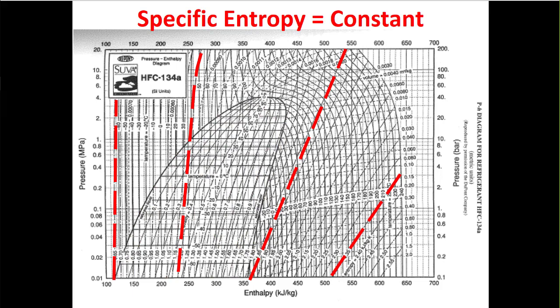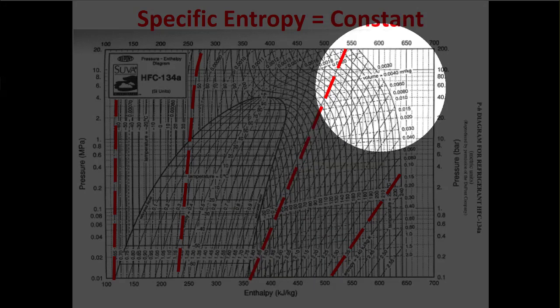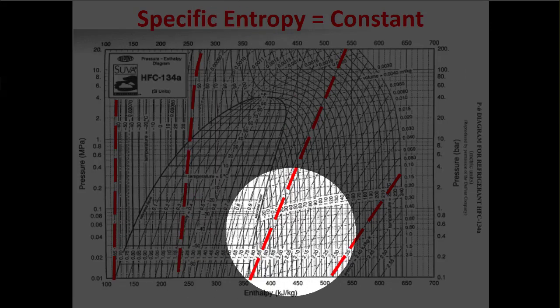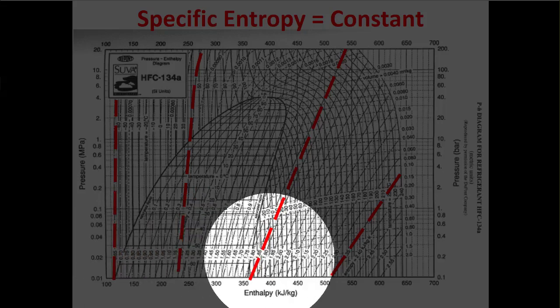These, I think, are the ones that are the hardest to read, the constant specific entropy lines, because they're not quite parallel over here. They diverge a little bit. They're even a little bit curved, but these constant entropy lines are over here. And if I'm looking for a value, these are the values of the constant entropy lines down here.